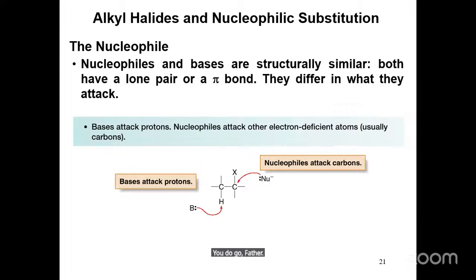The nucleophile is a compound with a lone pair of electrons or a pi bond, but it is always attacking the electron-deficient carbon atom. Nucleophiles attack the carbon atom, whereas your base will attack the protons.